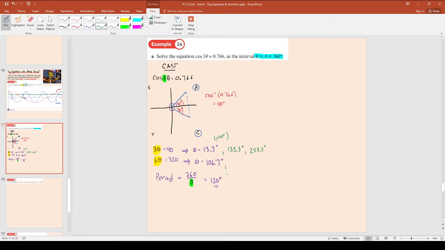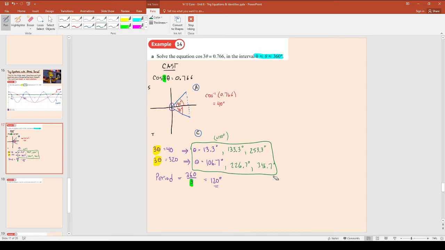Same deal on this one. 106.7 is the principal solution. Add 120 to it, so 106.7 plus 120, plus 1 period, is 226.7. Okay, still in the range. So add another period, plus 120. Now we've got 346.7. And if I added another period to it, I'd be out of the range, right? So that's it. There you go, buddies. This is all 6 answers, okay? That's the answer to the question.